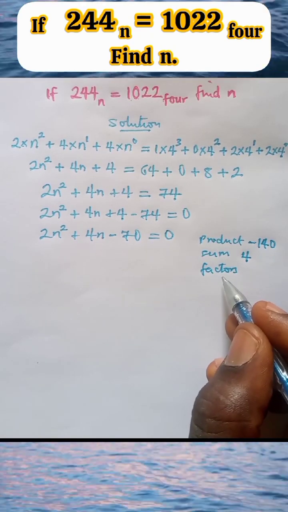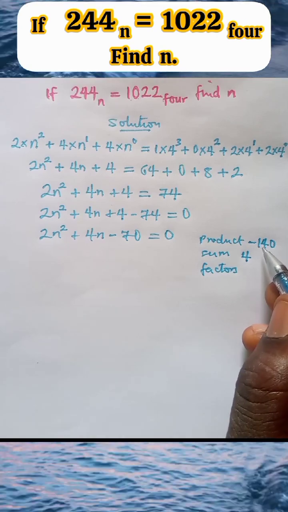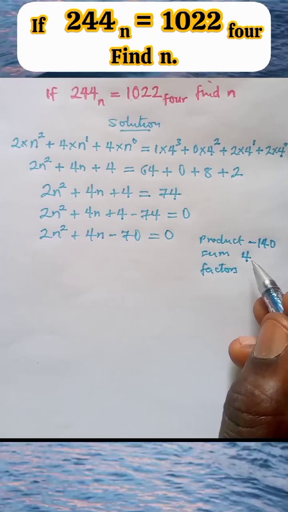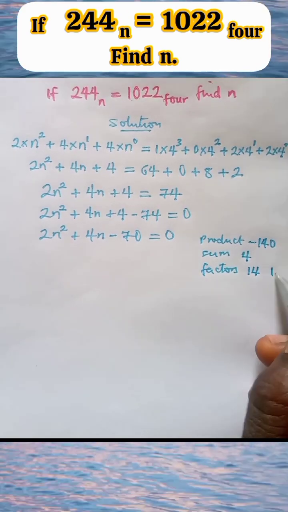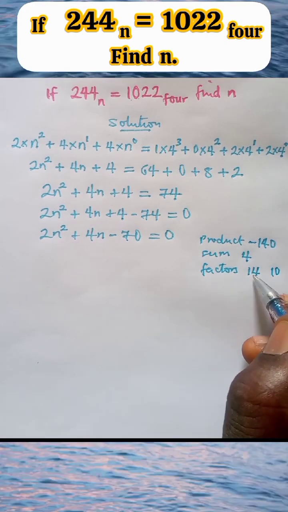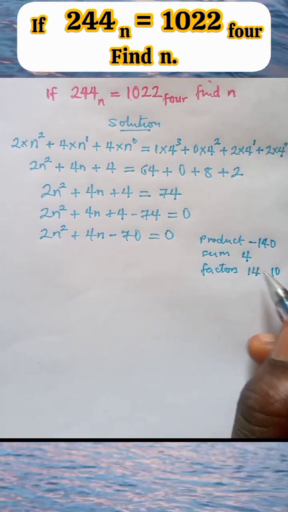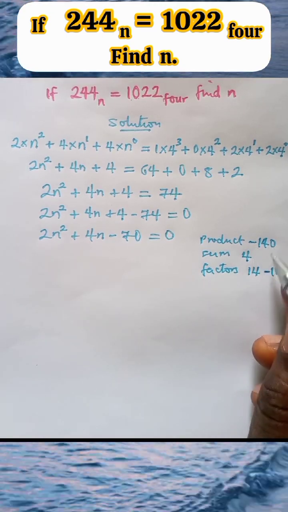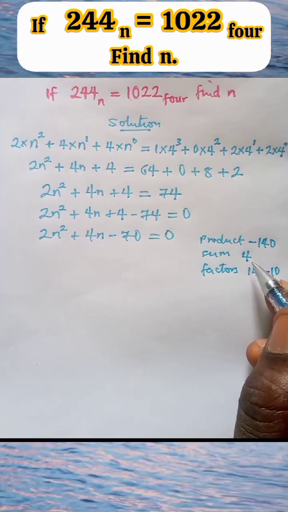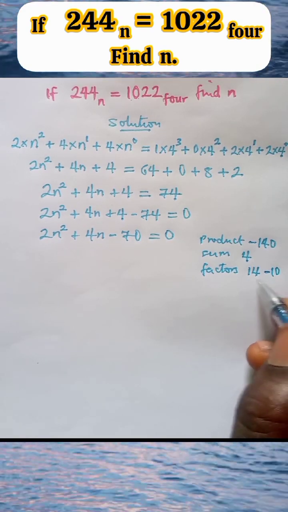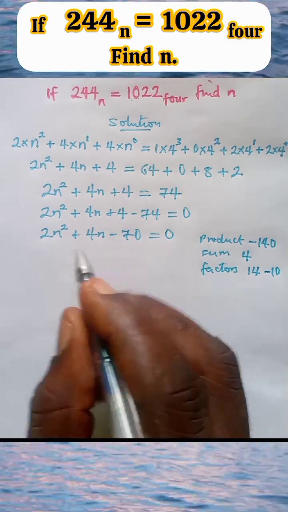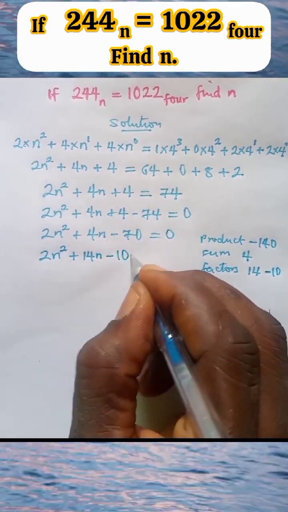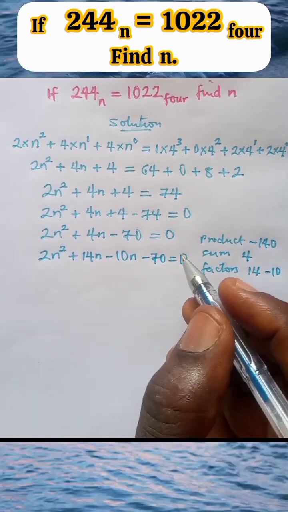Now we look for the factors, which are two numbers that multiply to get negative 140, and when we add them, we get 4. These numbers are 14 and 10. 14 multiplied by 10 is 140, and 14 minus 10 is 4. So this 10 has to be negative. 14 multiplied by negative 10 is negative 140, and 14 minus 10 is 4. Now that we have the factors, we can arrange them in place of 4n, so that we have 2n squared plus 14n minus 10n minus 70 equals 0.